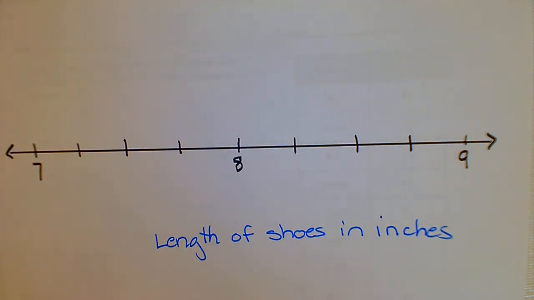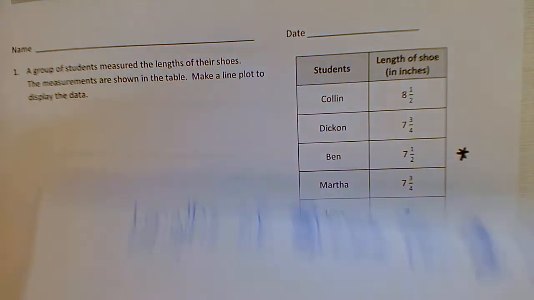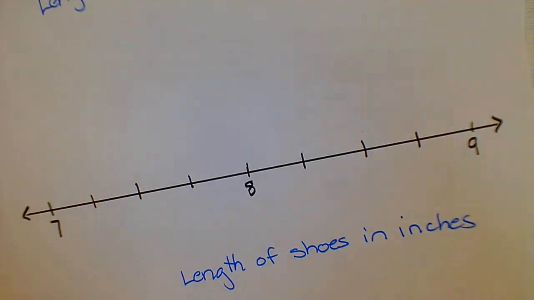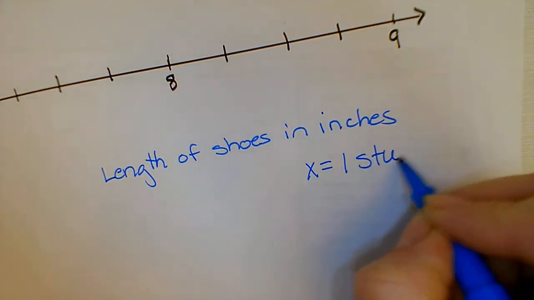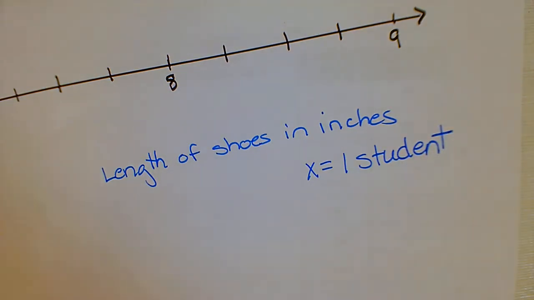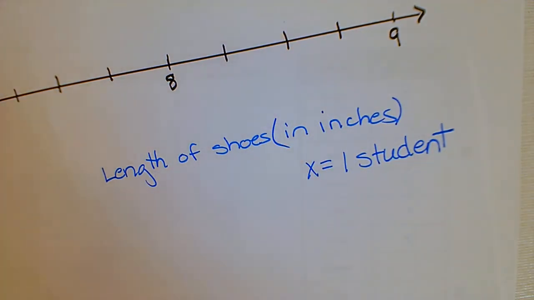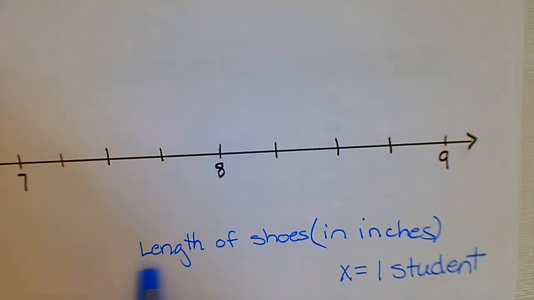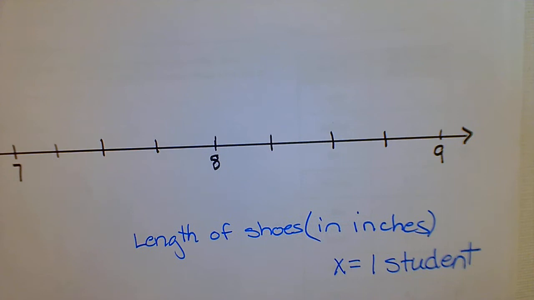So we need to have a key to tell us what each X represents. Well, in this case, each X is going to represent a student. So we need to write that. I'm going to go ahead and put that right down here. X equals 1 student. All right. And I actually could have also done this before just to show that it's in inches, but that's just more information. It's really the length of shoes. Okay, so X equals 1 student. And now I think we're ready to get going.